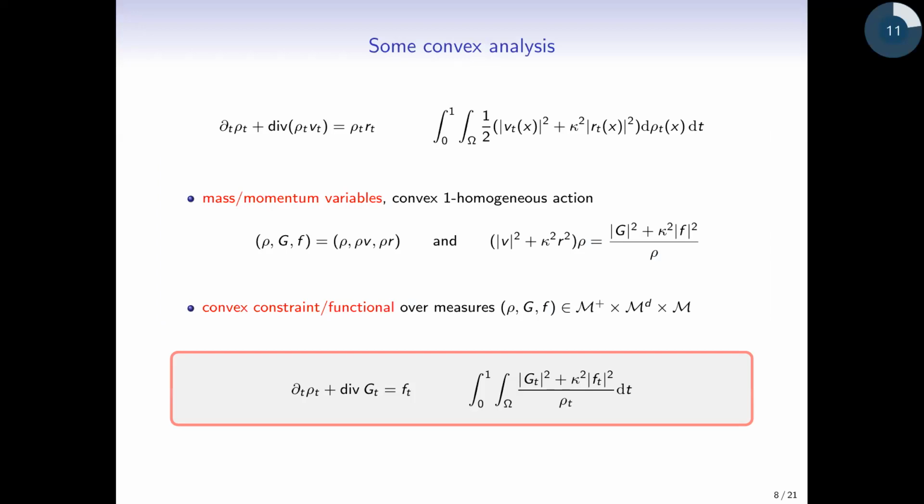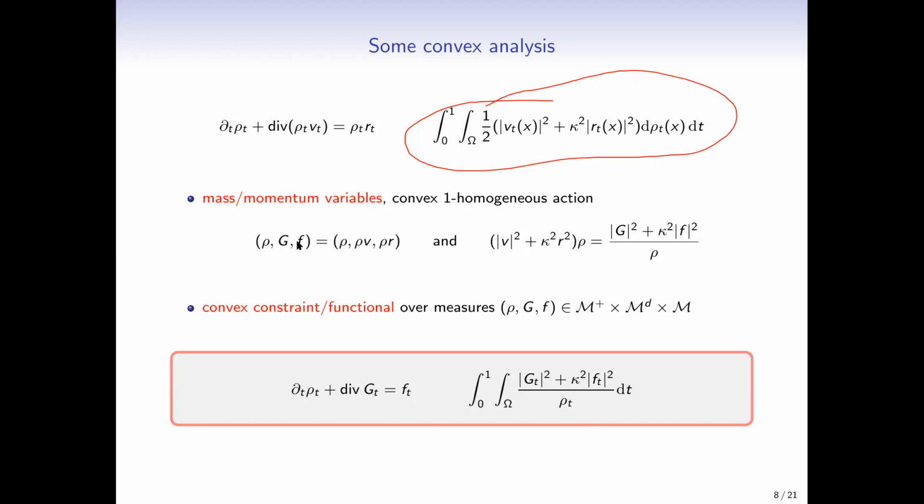Okay, so let me just, for the record, talk for a little while about convex analysis. It's just about convexity. So here is the previous Lagrangian action that I was minimizing to define the Wasserstein-Fisher-Rao distance. So again, squared velocity here, squared reaction, and everything is weighted by rho. What you need to do to define a proper minimization problem over measures, which is needed to make sense of this in the most general scenario, is to use, instead of the rho, v, r variables, the so-called mass-momentum variables.